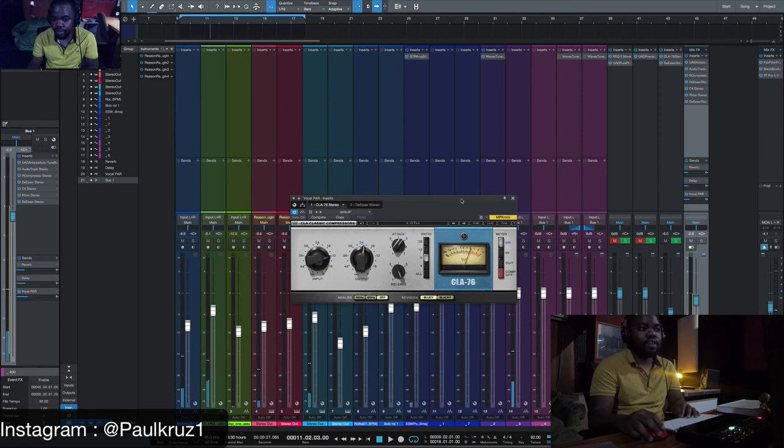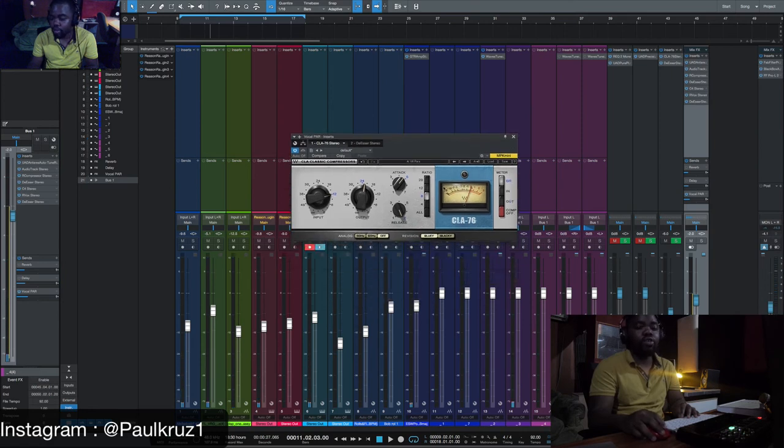So I'm using the 76. This is like my go-to setting. You can copy this setting and try it on your mix. So notice how it goes.